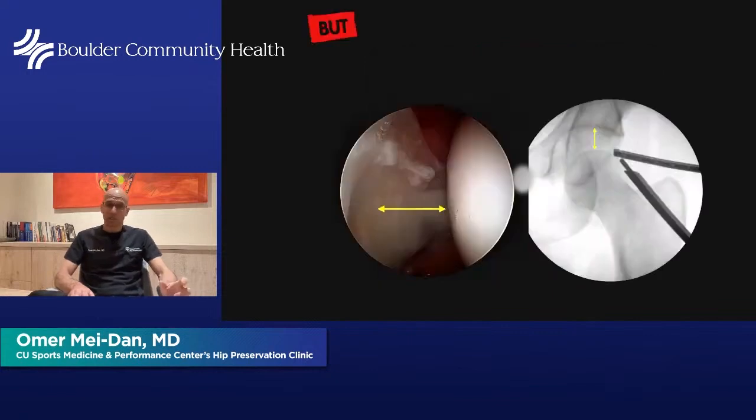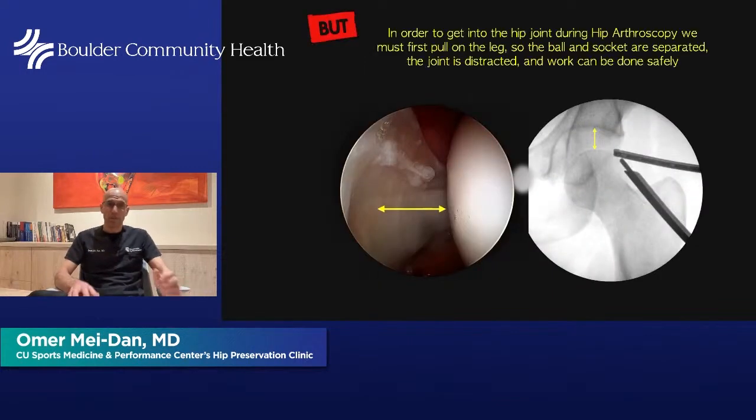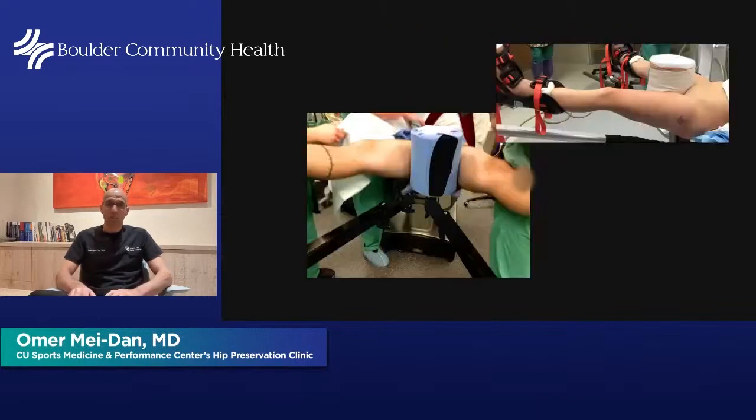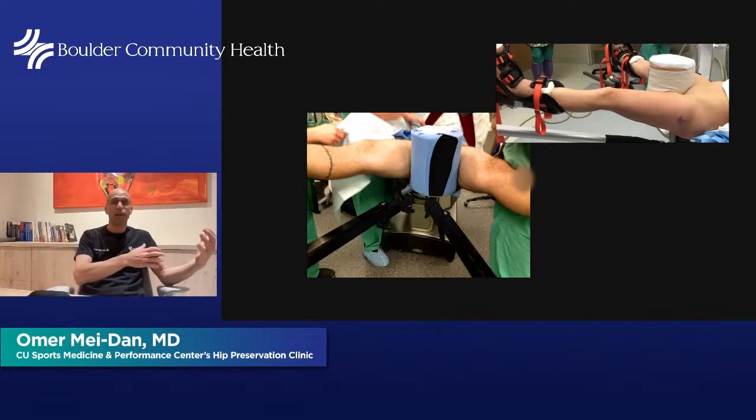Now, we also have to understand that in order to do everything that we do here, we have to distract the hip joint. We have to pull on the leg in order to get enough space to work safely within the hip joint. The way it was traditionally done up until recently, or still in some cases, would be to generate that counterforce when we pull on the leg in order to make sure the patient would not fly off the bed via a perineal post, that huge padded post that you can see here that is sitting between the patient's legs.